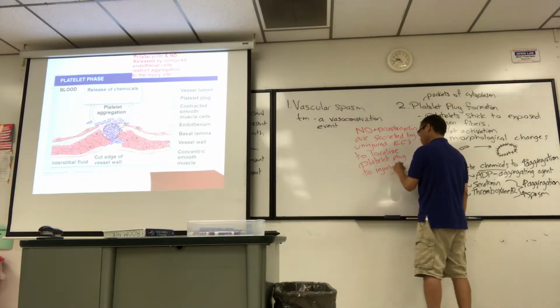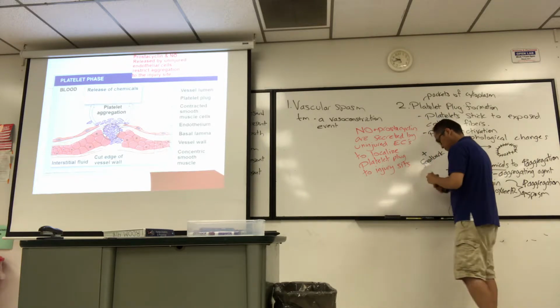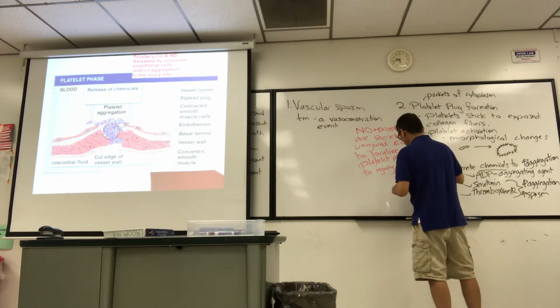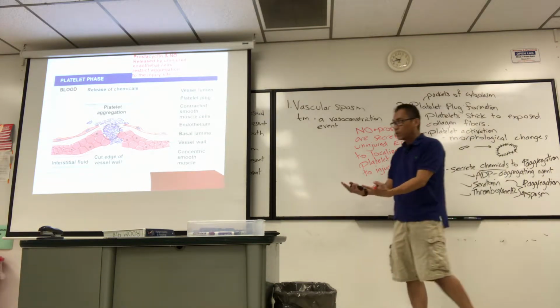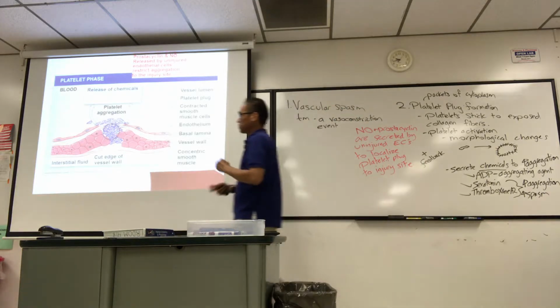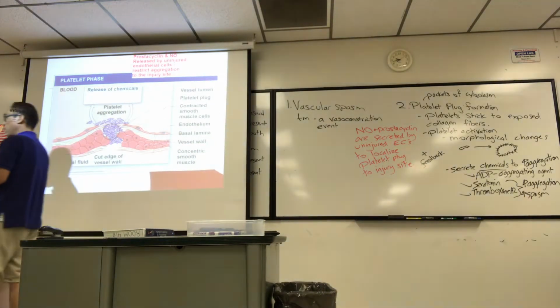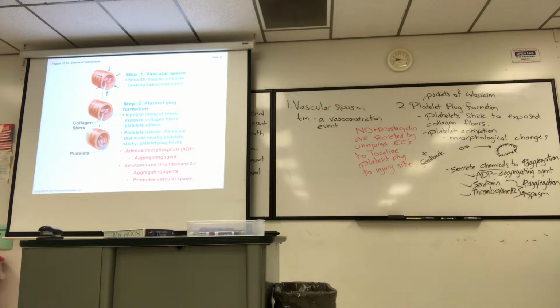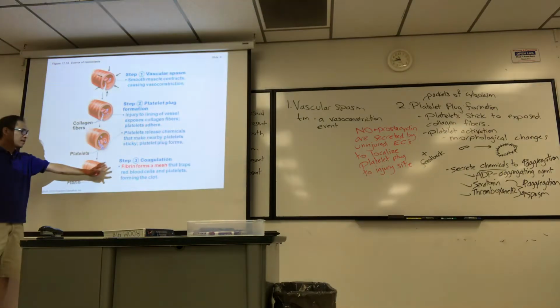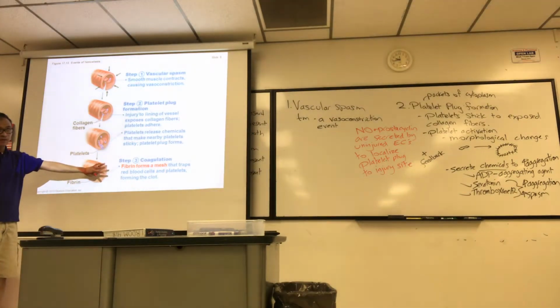You don't want it aggregating at uninjured parts. You just want it to fill the gap until the real solution comes, which is fibrin. That's the real clot. This is kind of an initial stage. Let's get to it. Step 3, the main step in coagulation, is to form fibrin mesh. When you get to fibrin, that's the end of the discussion in terms of hemostasis.